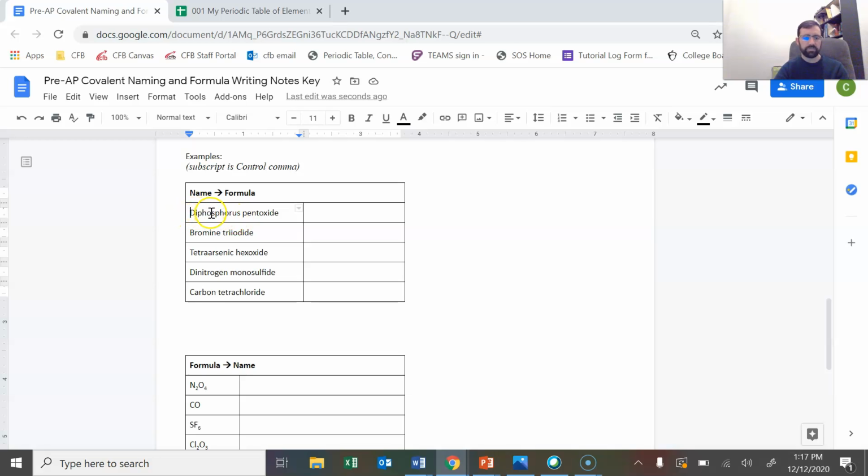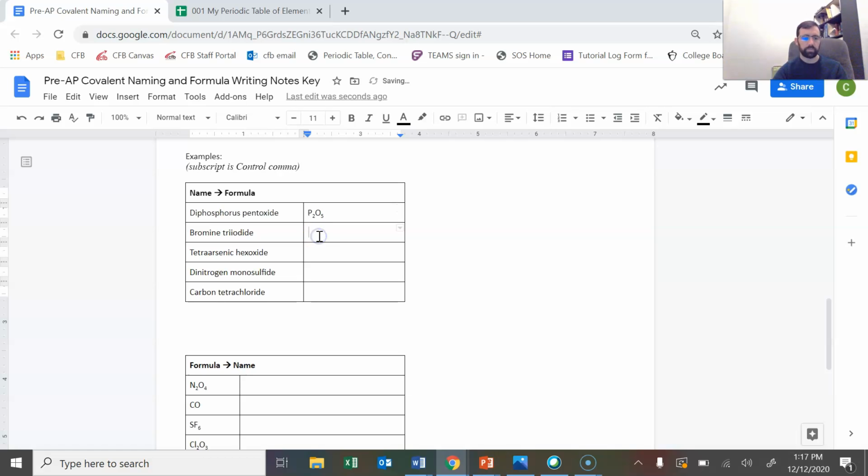So diphosphorus, remember this is my prefix, di is the prefix, that means there's 2 phosphorus, so I can put P, which is the symbol for phosphorus. I'm going to do control comma to make a subscript, P2, and then it says pentoxide. Penta is the prefix, and we dropped the A, that happens sometimes. And then oxide, which element would oxide be? Well, that would be oxygen. So it's P2O, and penta means 5.